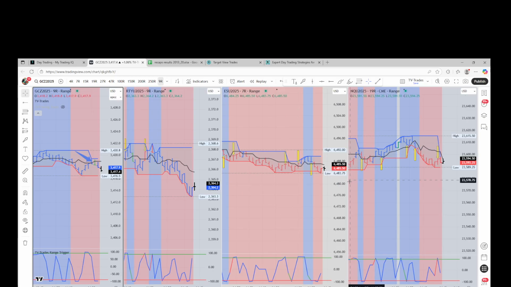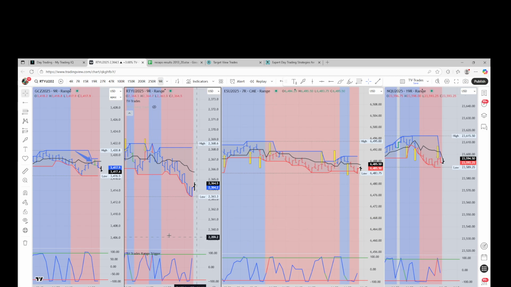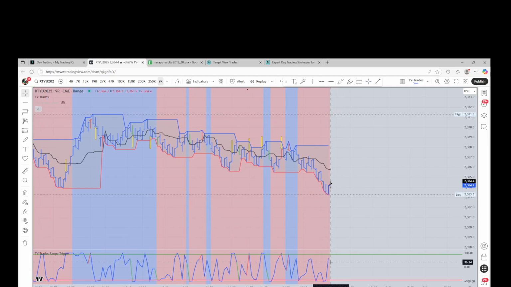So here are the rules. It's as simple as this. Let's use the Russell. You want price to get up and touch the midpoint, and for this to get into the overbought. You want both of those things to happen. If they happen at the same time, that's fine.